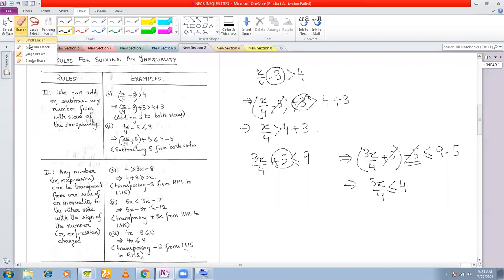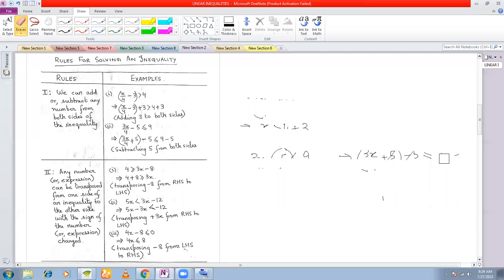That is, you can add or subtract any number to both sides of the inequality without changing the sign of the inequality.